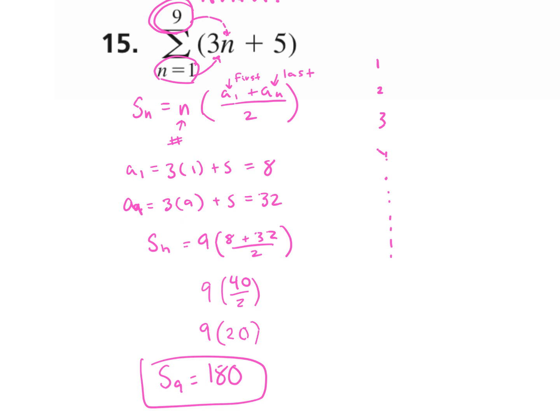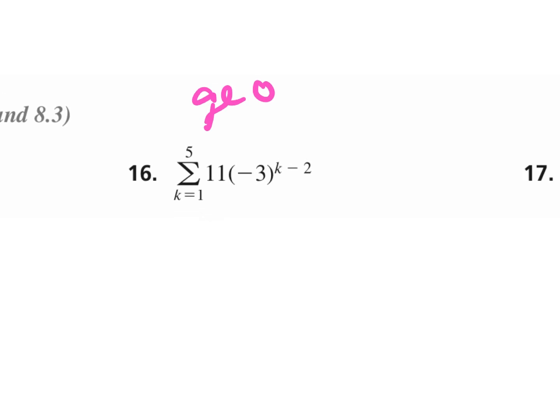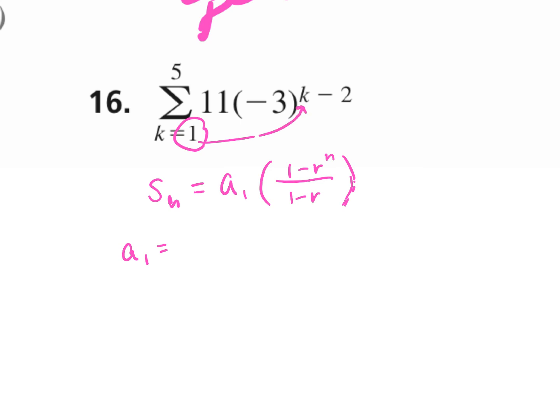All right, let's look at our geometric one. So our geometric formula is S sub n is equal to a sub 1 times 1 minus r to the power of n over 1 minus r. So we need to find our a sub 1, which is our first term, so we plug in 1 to our variable. So we have 11 times negative 3 to the power of 1 minus 2. This would give us 11 times negative 3 to the power of negative 1.